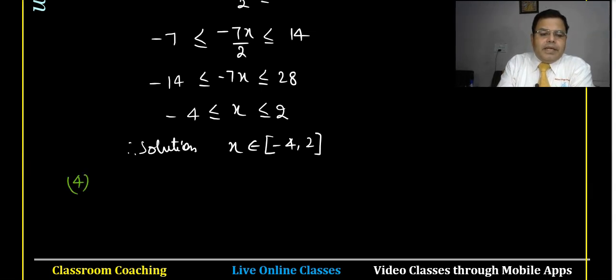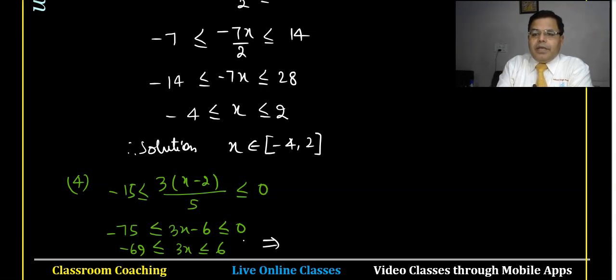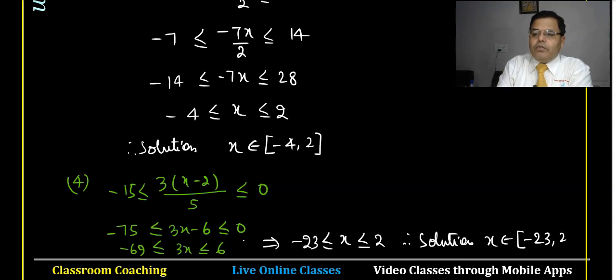Next is question number 4, which is 3 times x minus 2 upon 5 is less than or equal to 0 and greater than minus 15. So I can multiply by 5. This will be 3x minus 6 is less than or equal to 0 and greater than minus 75, because I have multiplied both sides. So 3x is less than or equal to 6. Now 6 can be added, and here if you add 6, this will be minus 69. Dividing by 3, and since 3 is a positive number, the sign of inequality will not change. Therefore x lies between minus 23 and 2, so x belongs to minus 23 to 2, and this will be the solution.